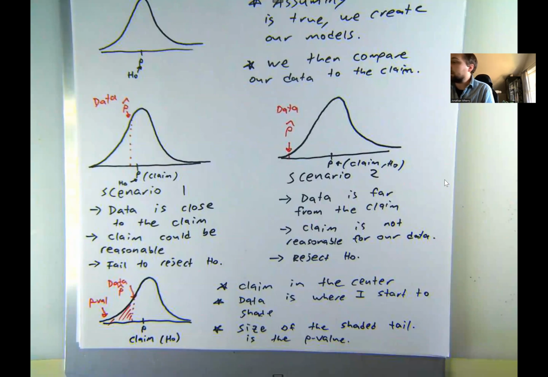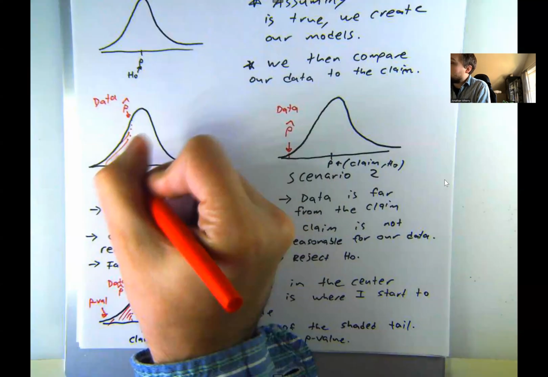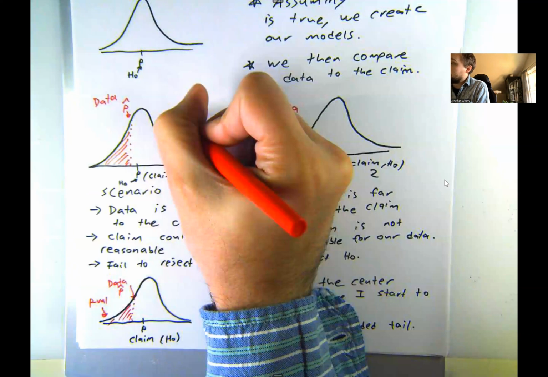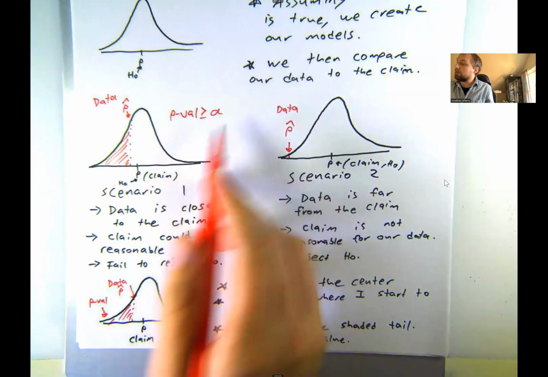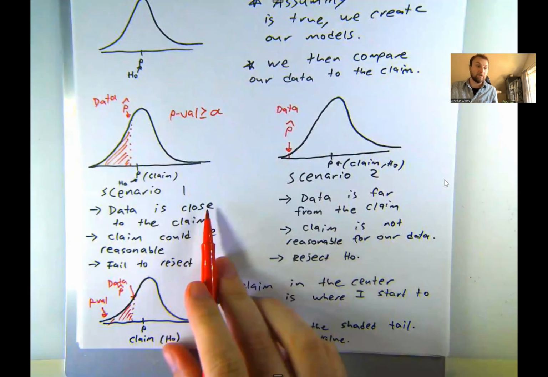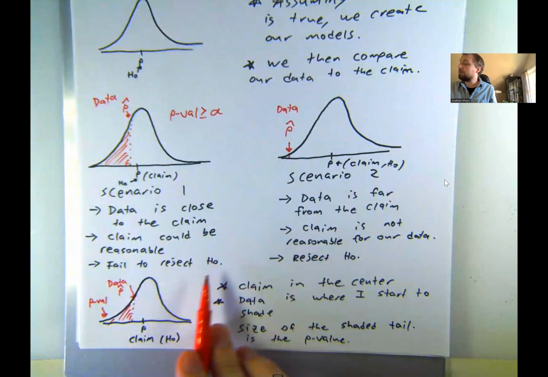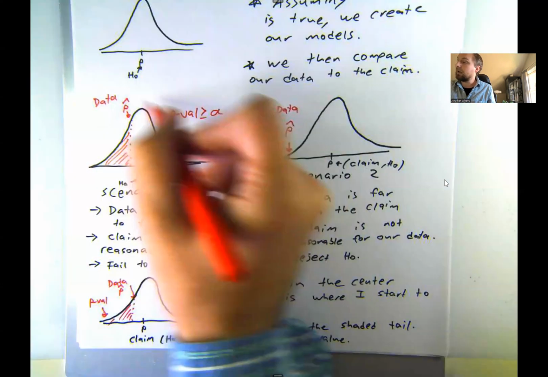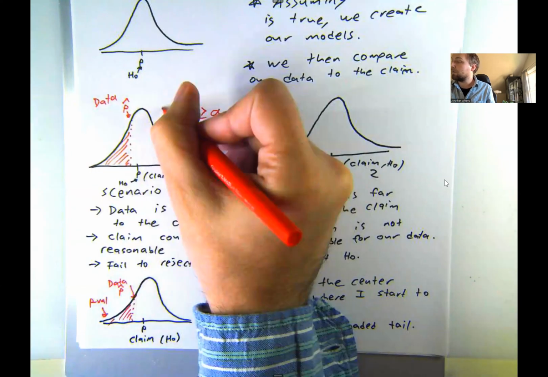And I want you to notice scenario 1 and scenario 2. In scenario 1, I have a really, really large shaded tail. So in this situation, I have a large p-value. And if I have a large p-value, this is telling me the data is close to the claim. It's telling me the claim could be reasonable. It's telling me I should fail to reject the null hypothesis. If you have a large tail, that shaded in tail is your p-value.